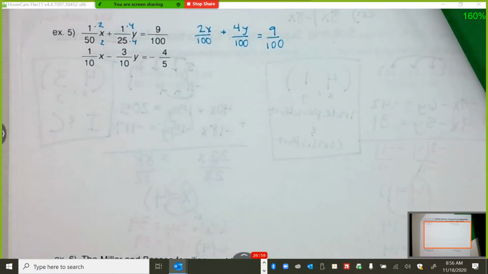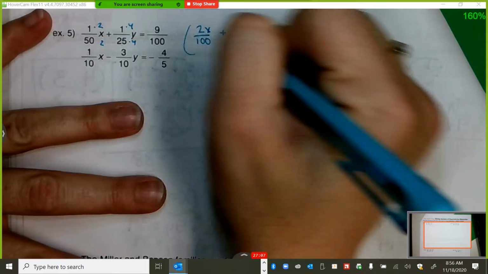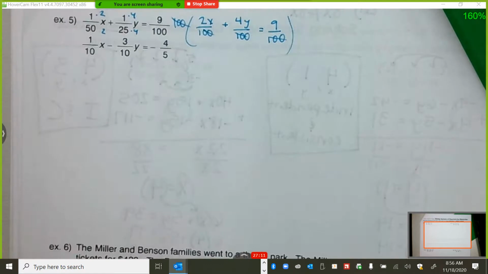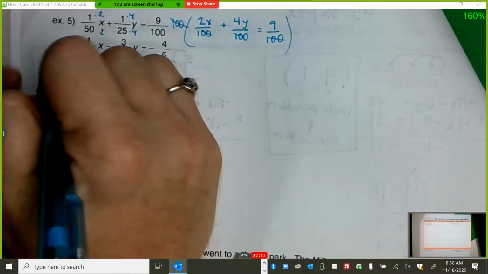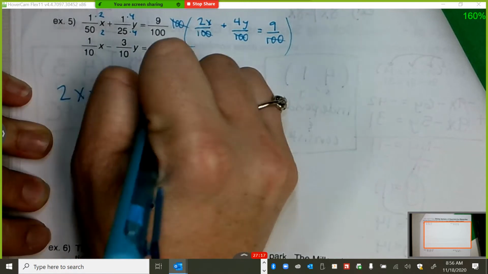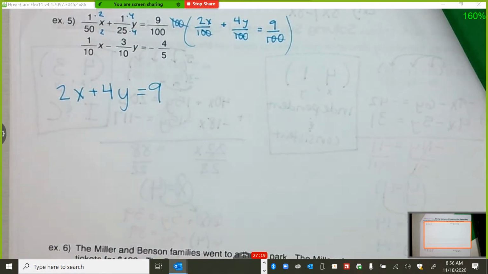When the denominators match, they cancel because how do you get rid of division? Multiplication. So if I technically multiply this whole thing by 100, doesn't that just cancel the denominators? And we get 2x plus 4y equals 9. Doesn't that look so much better? Yeah. So much better.